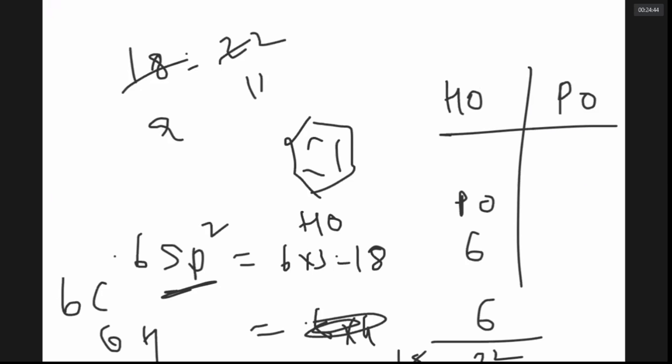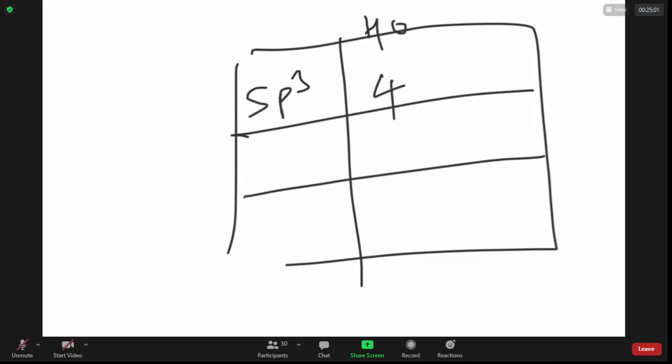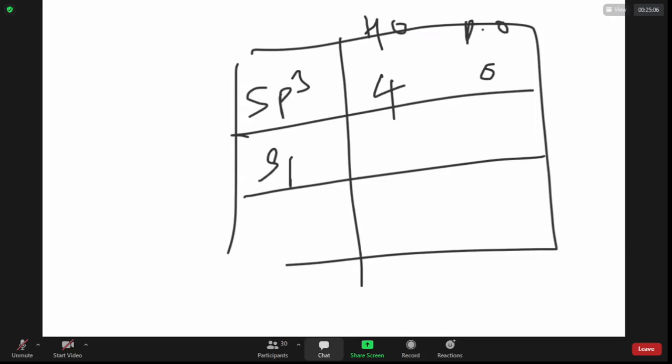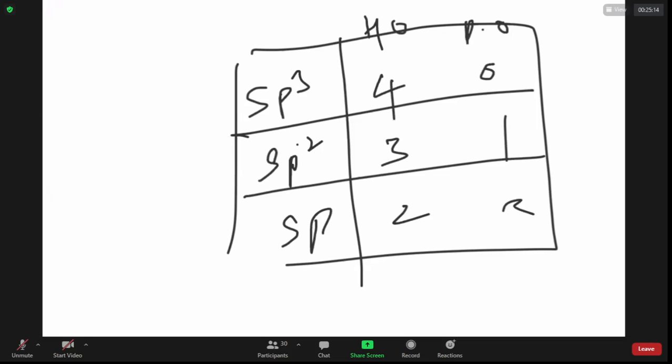9:11 is the ratio of hybrid to pure orbitals. Whenever carbon undergoes sp3 hybridization, it has 4 hybrid orbitals and 0 pure orbitals. If carbon undergoes sp2, it has 3 hybrid orbitals and 1 pure orbital. If it is sp, you understand? How many hybrid orbitals carbon has depends on the hybridized state.